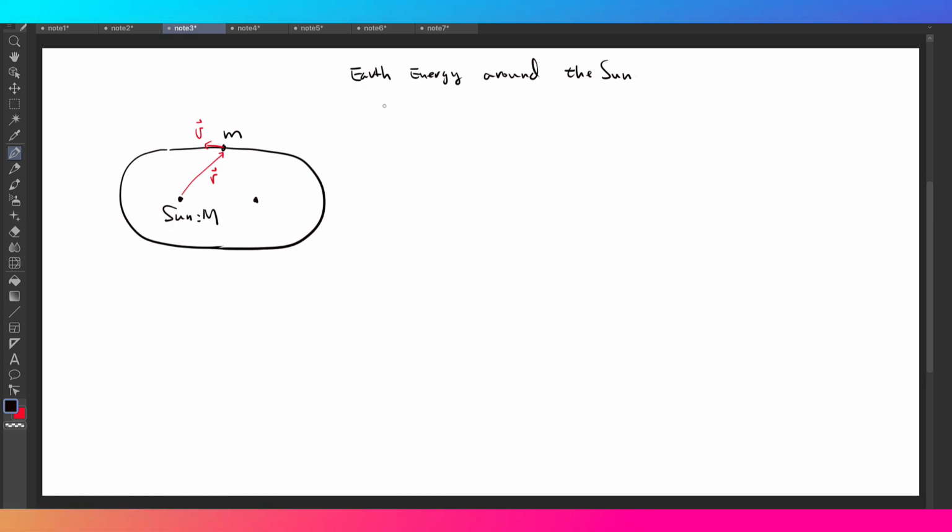Then we can write down the Earth's energy as 1/2 mv squared minus GMm over r. That's a similar formula to the satellite energy. But now I want to add one more thing here. I want to figure out its angular momentum. The angular momentum is given by r cross p, which is r cross product mv. We have talked about that before.